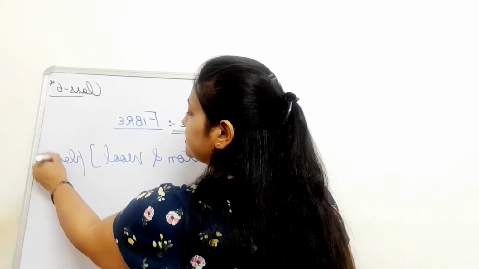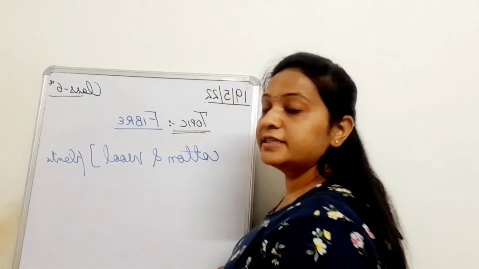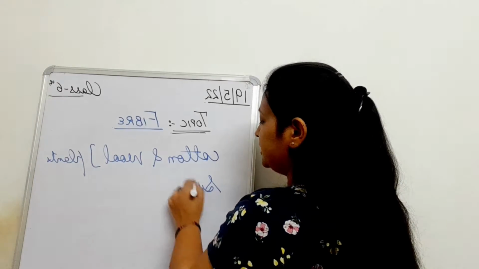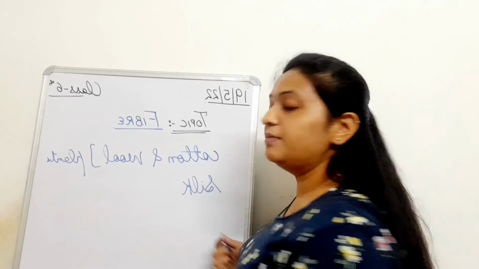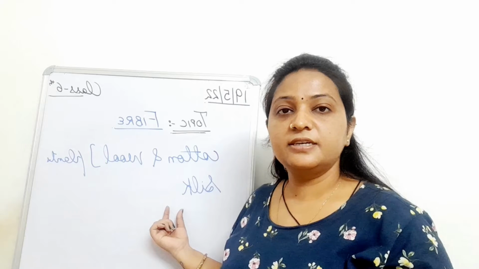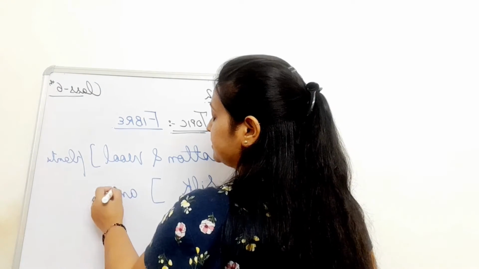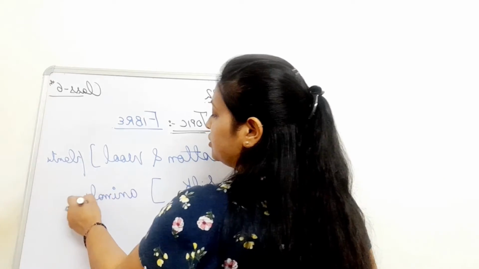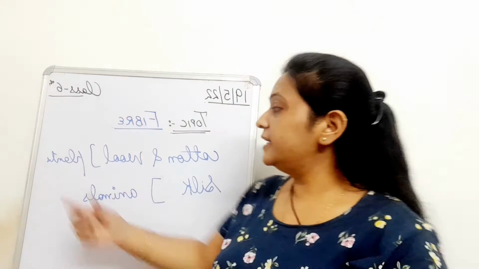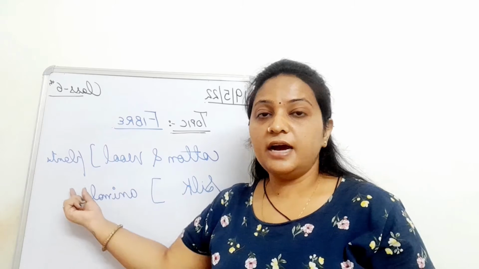Very right, students. And what about silk? I have shown you the silk. Do you have any idea from where we get it? Yes, we get it from animals. Very right, students. So plants and animals, these are basically what?